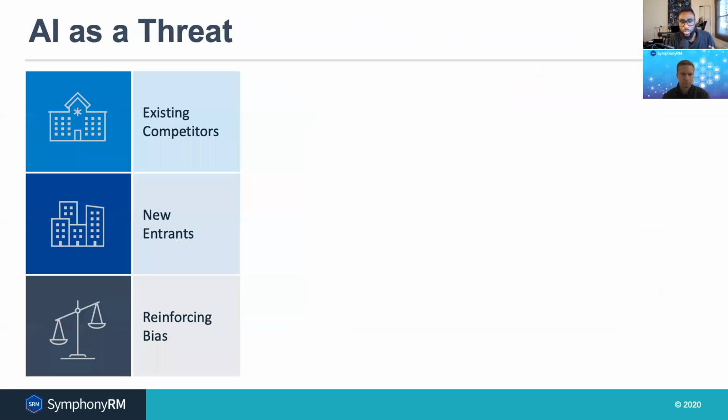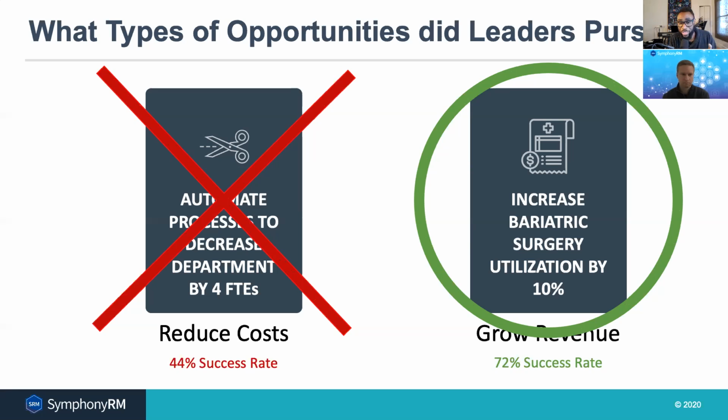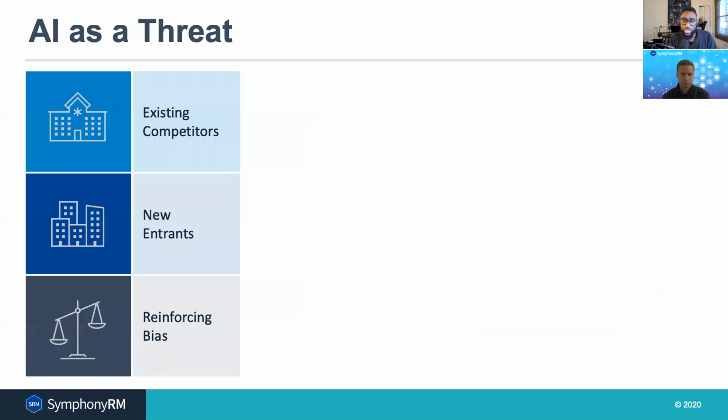So we've covered the type of opportunities focused on growing the business, but what are the threats that AI poses? In the MIT Sloan/BCG study, they identified existing competitors and new entrants, but we wanted to add a third one, which is the potential that the AI algorithms, since they're using historical data to make decisions, could reinforce the bias from those decisions.